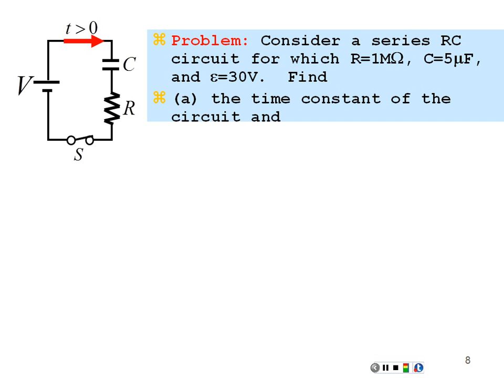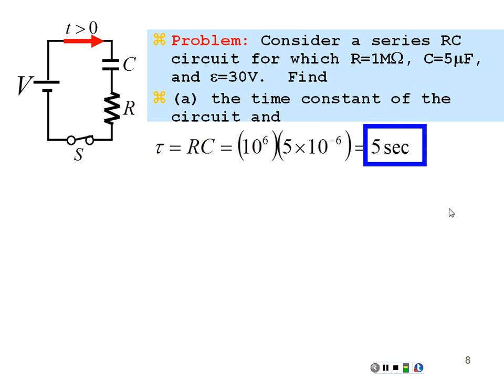Well, the time constant is defined to be R times C. So R times C is 1 megaohm times 5 microfarads, 5 times 10 to the minus 6. The 10 to the 6 and 10 to the minus 6 cancel out, and we have a time constant of 5 seconds. So if I had that circuit, it would take 5 seconds for the voltage across the capacitor to reach 63.2% of its final value.